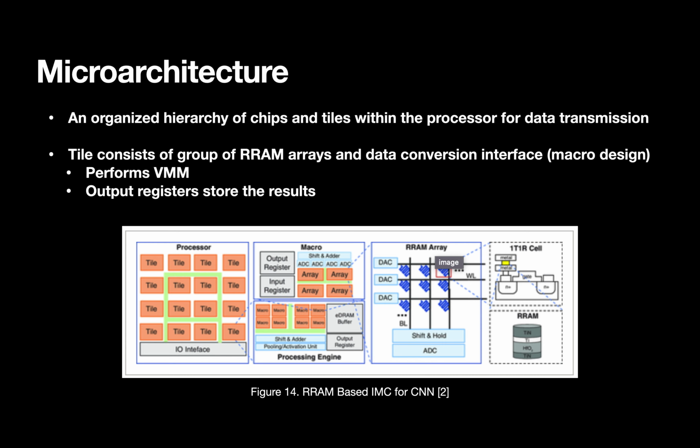In-memory architectures are composed of a group of RRAM arrays together with a data conversion interface, and then they conduct the VMM, and the output registers store the aggregated results. Additionally, digital components perform the pooling and activation operations in neural networks. This particular architecture being shown uses the ADC macro design.